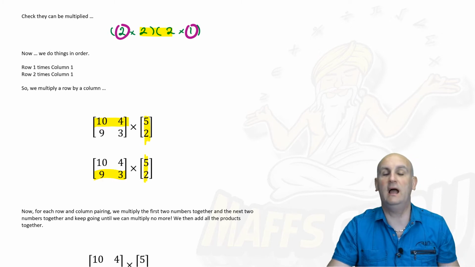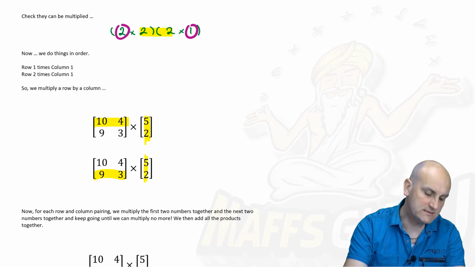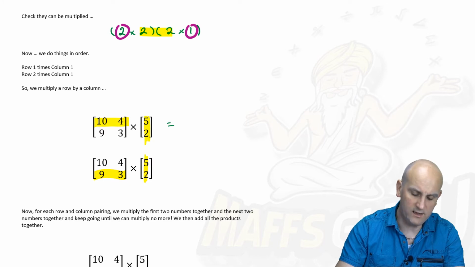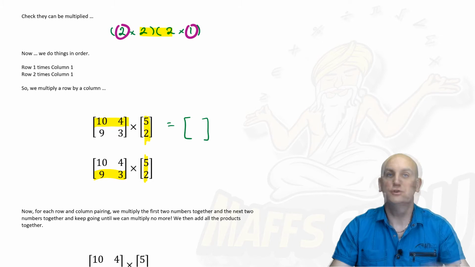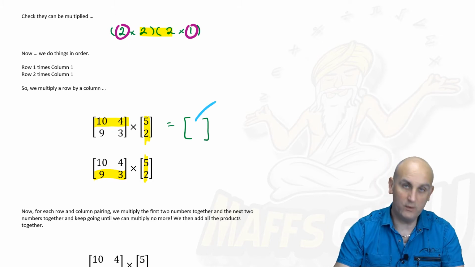Now you're going to say, how do I know that? Let's go back to my answer. We know that this is going to come out as a 2 by 1. So let's look at this element here. What is the subscript of that element? It is 1, 1. What is the subscript of this element?